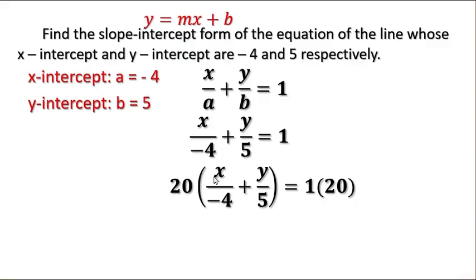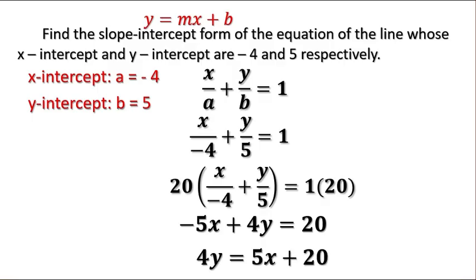So 20 times x over negative 4, that's equal to negative 5x. 20 times y over 5, that's equal to 4y. And 1 times 20 equals 20. Since y equals mx plus b is our required form, we need to transpose negative 5x to the right side of our equation. So that will be 4y equals 5x plus 20.